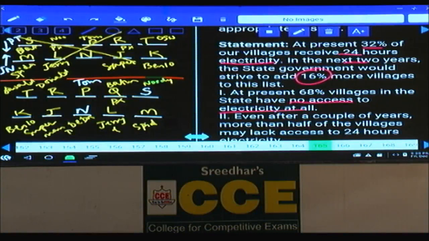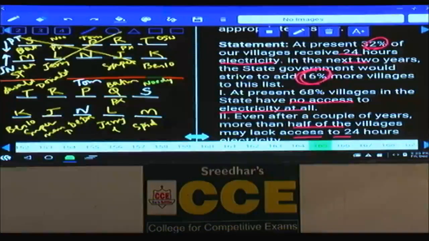Then coming to the second, even after a couple of years more than half of the villages may lack access to 24 hours electricity, isn't it? Now this 32 plus 16, it will be how much? 48. Hence after 2 years also at the most we can have 48% of the villages which are having 24 hours electricity. That means even after a couple of years more than half of the villages may lack.